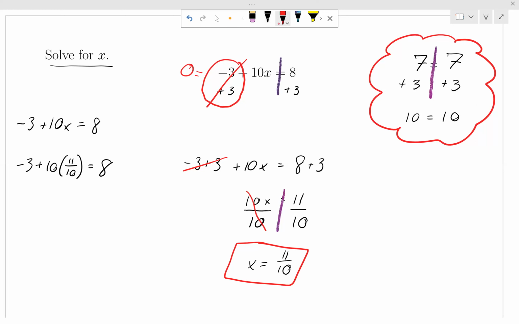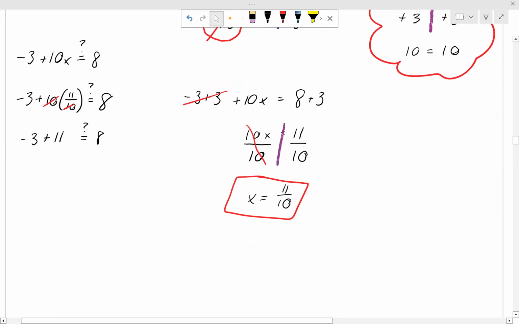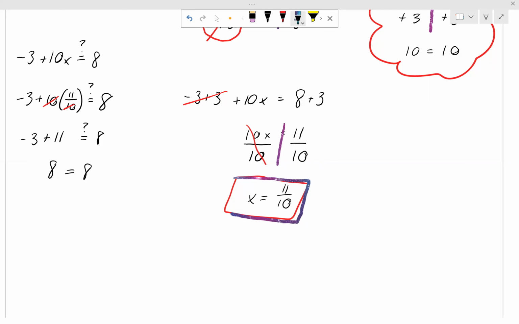Alrighty, this 10 and this divided by 10 are going to cancel. And I'm going to get -3 plus 11 is equal to 8. I'm going to put a question mark because I'm checking to make sure that this is right. All right. -3 plus 11 is in fact +8, and that equals +8. So then this works. This is my final answer right here. This 11 over 10 is my final answer.